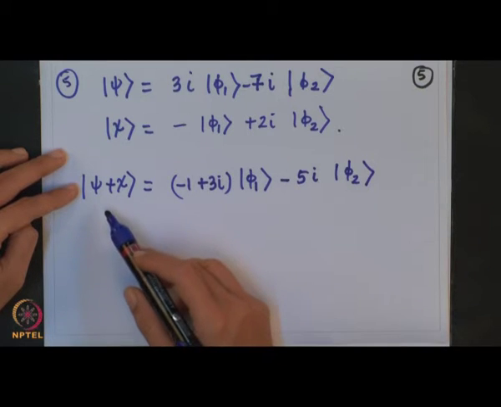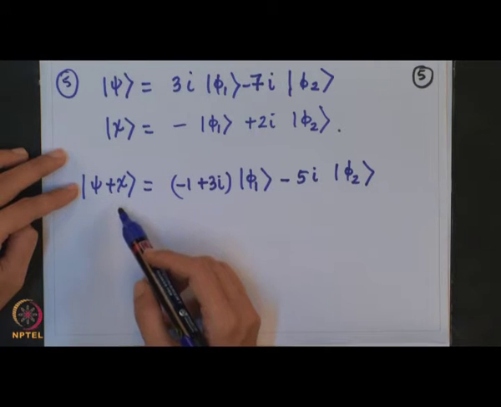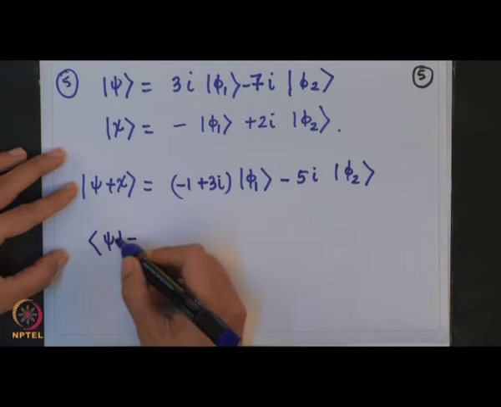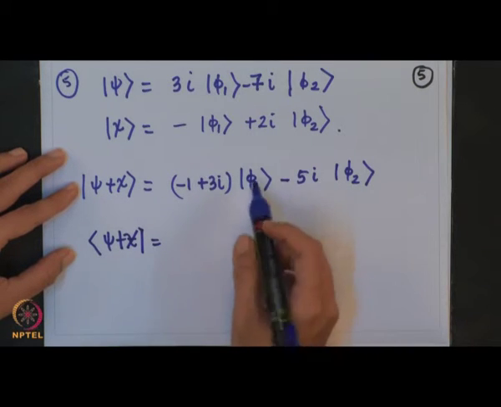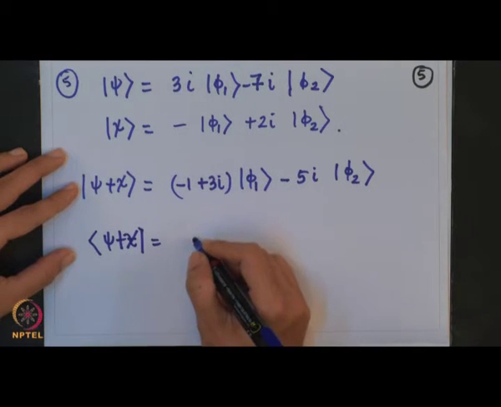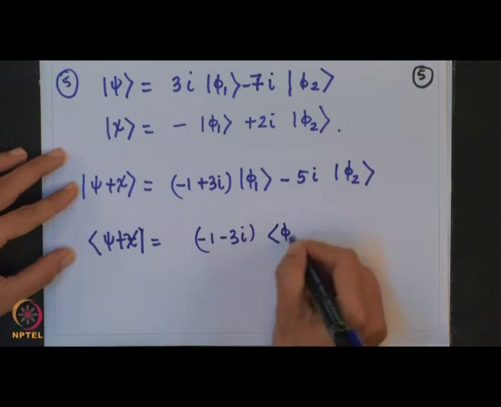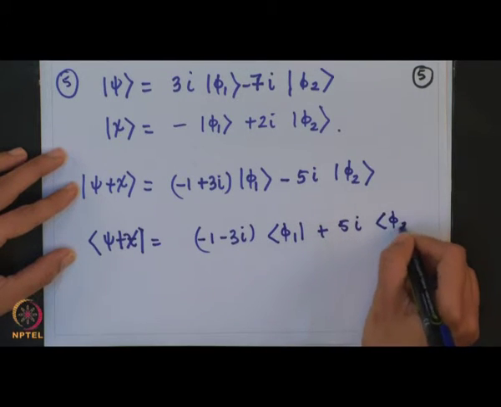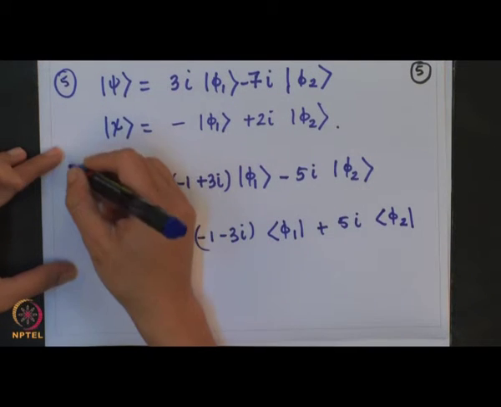Now, you have to find out the bra of psi plus chi. So, simply what you would do is just take the complex conjugate of this. Okay. You just take the complex conjugate. So, what you get is minus 1 minus 3i bra phi 1, correct, plus 5i bra phi 2. Okay. It is very simple to check this. Okay. This was the A part, right.